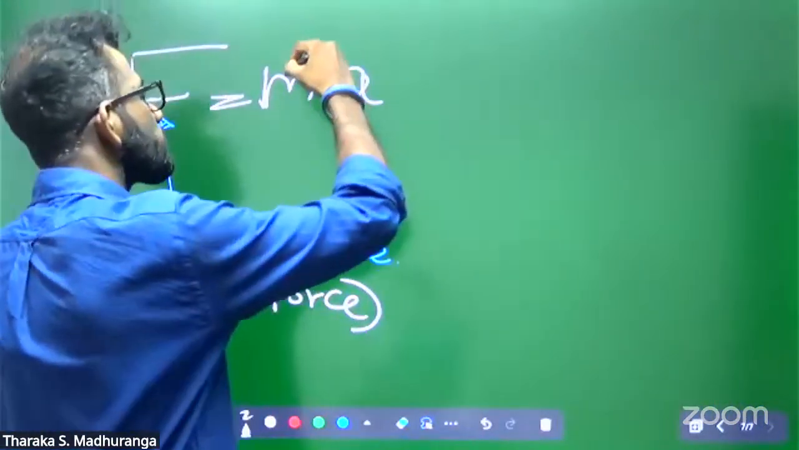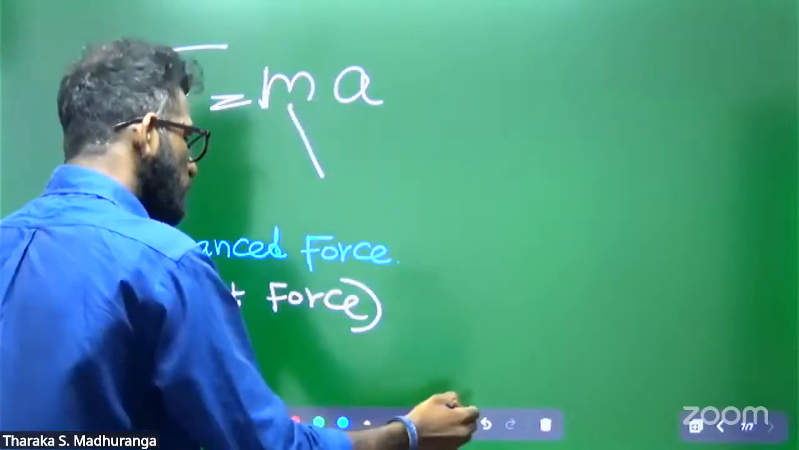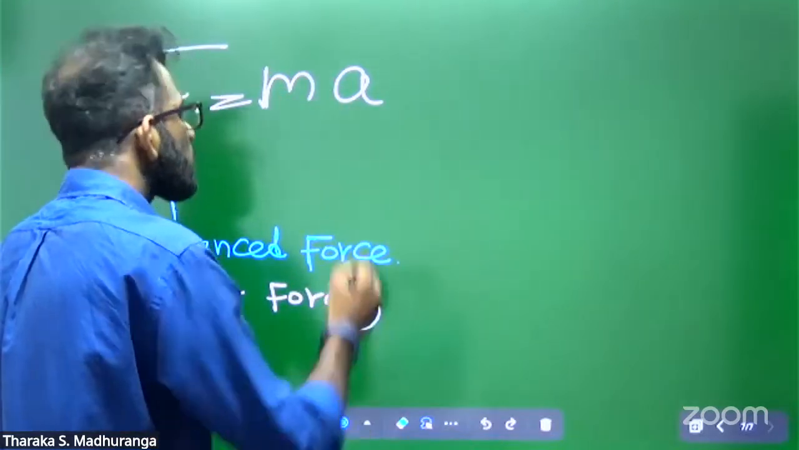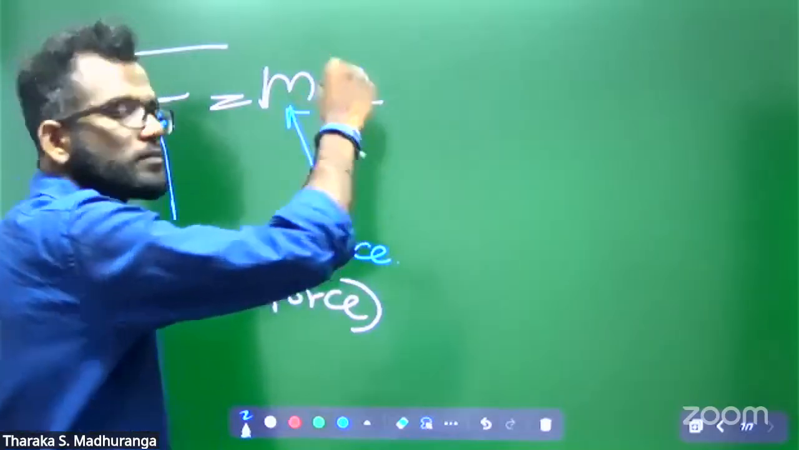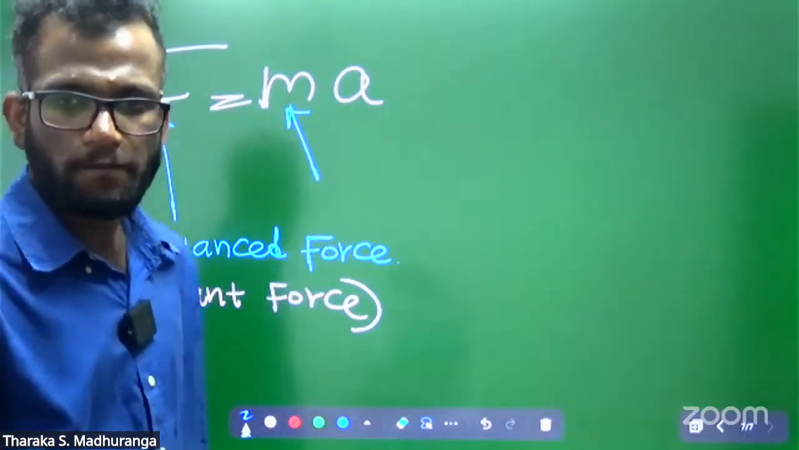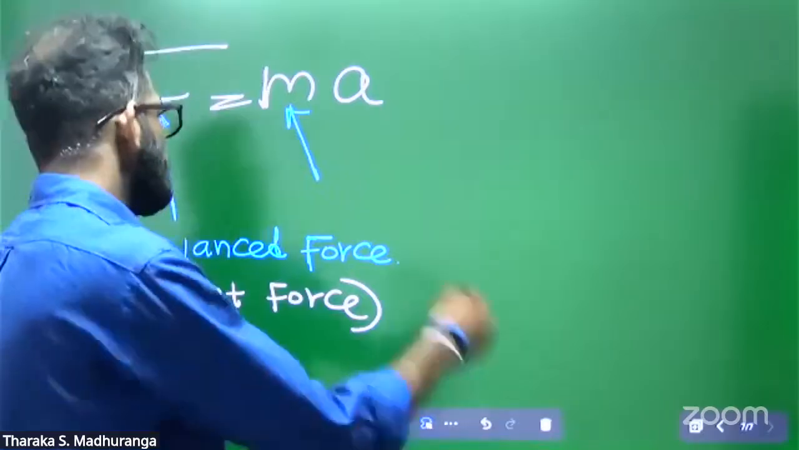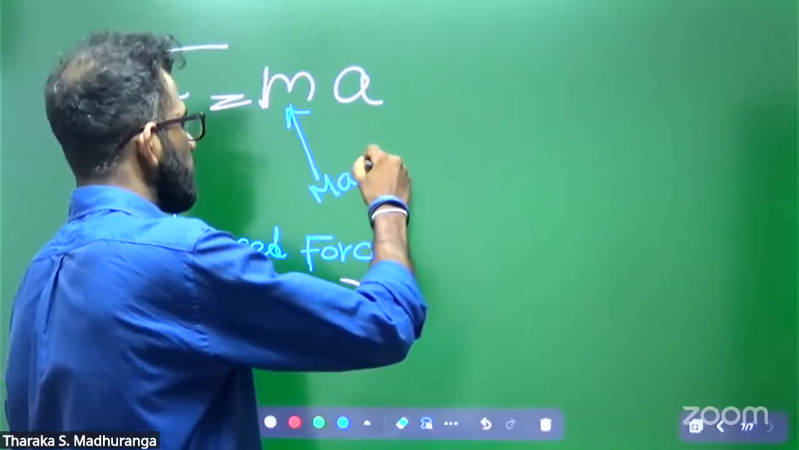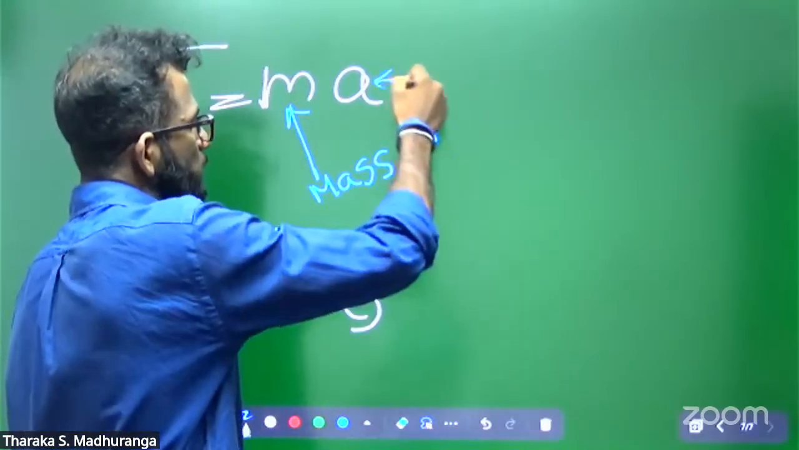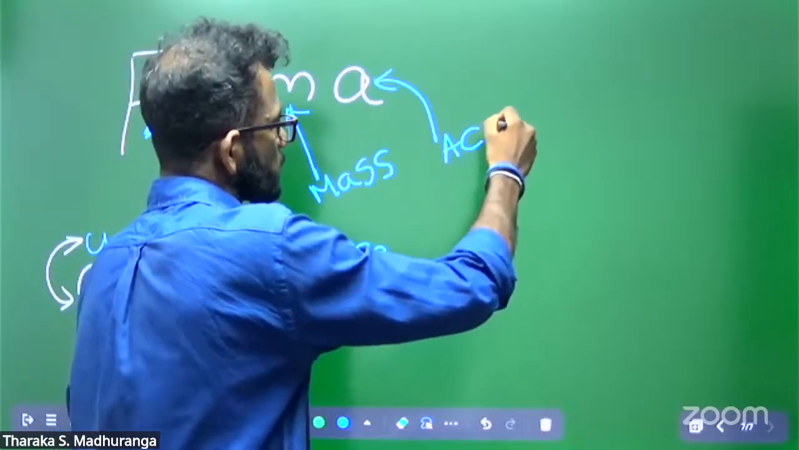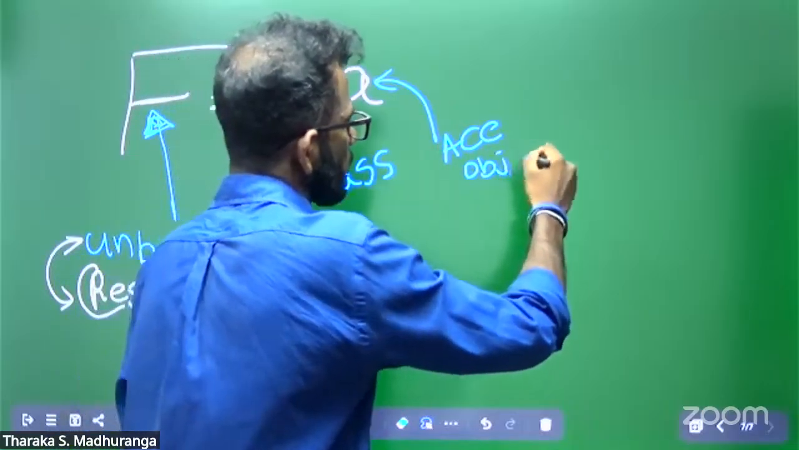What is the name of M? Very good. The mass of the object. And a means acceleration of the object. Acceleration of the object. Okay.